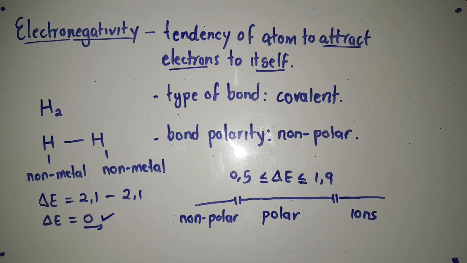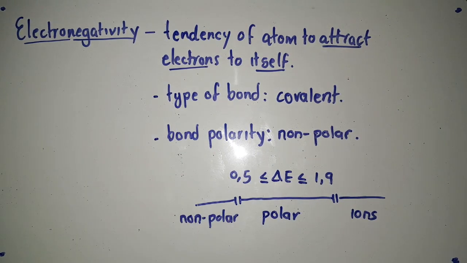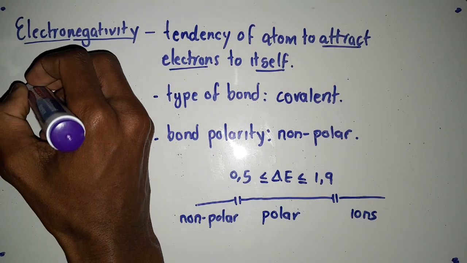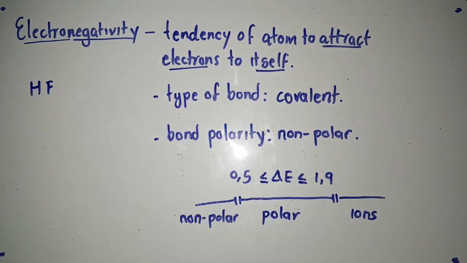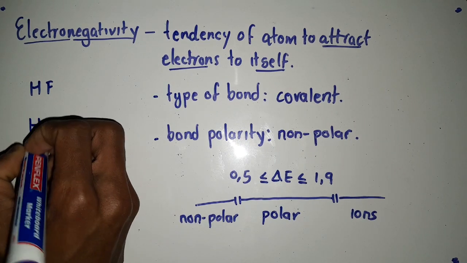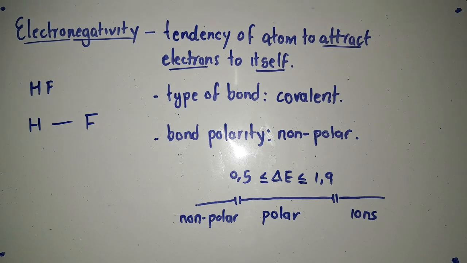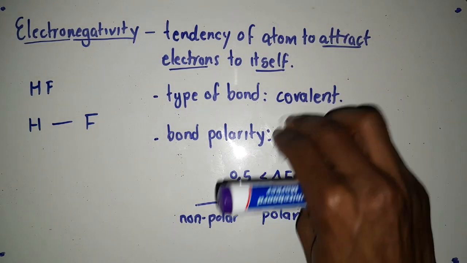Now, let us consider another example. Suppose I have HF like this. We know that the structural formula for this is going to be something like this. Let me erase here as well.